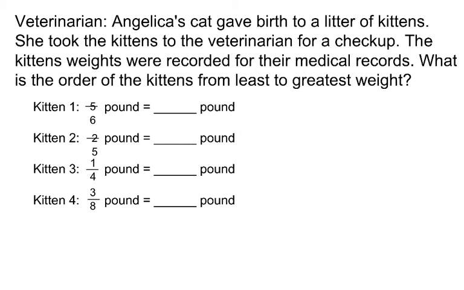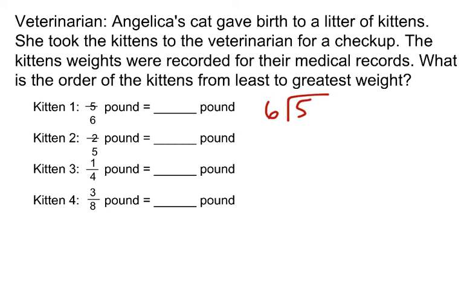So, kitten 1 we know is 5/6 of a pound. Kitten 2 is 2/5. Kitten 3 is 1/4. And kitten 4 is 3/8. There's a few tricks you can make in order to avoid dividing everything by the top number. So most likely you're going to have to divide 5/6.